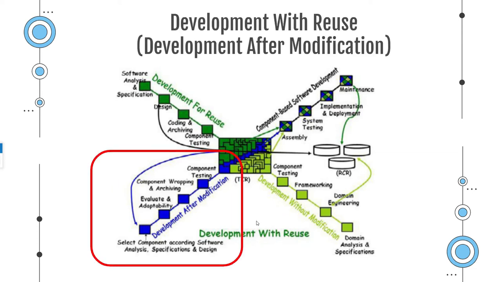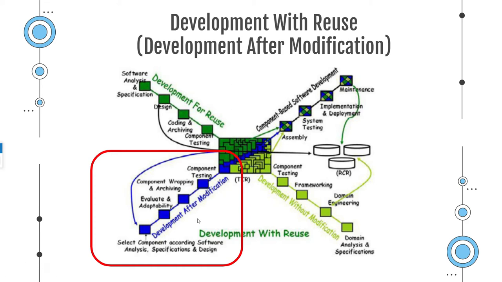Next, we will move to the development with reuse. This development consists of 2 developments: development after modification and development without modification. The difference between both developments is the modification of the components. If the software developer wants to modify the components, he will be involved in the processes of the development after modification. In contrast, if the software developer wants to reuse the components directly without any modification, the software developer will undergo the processes that consist in the development without modification.